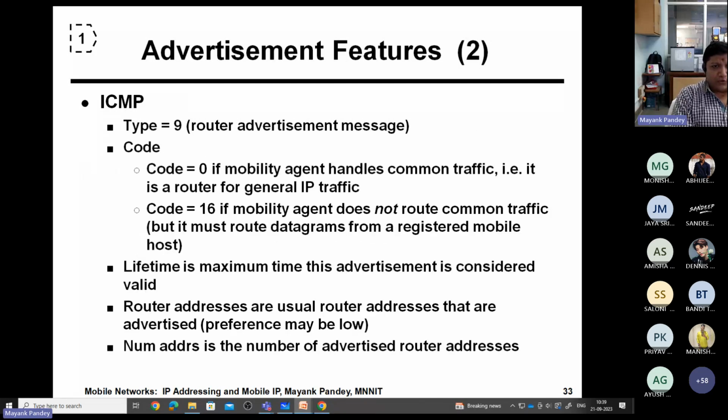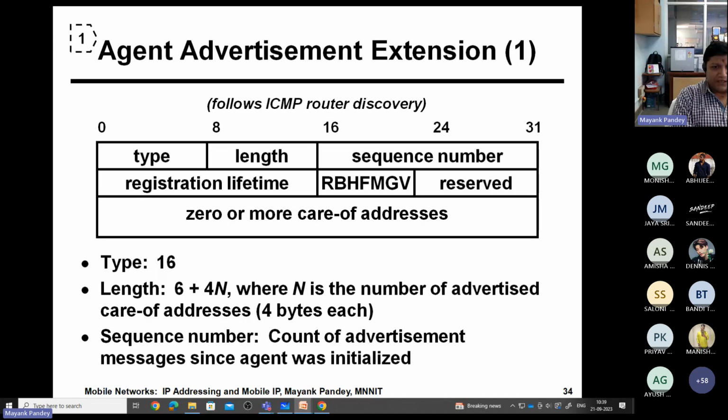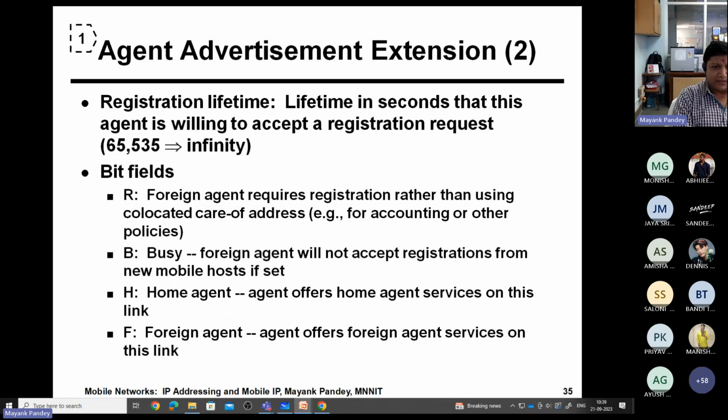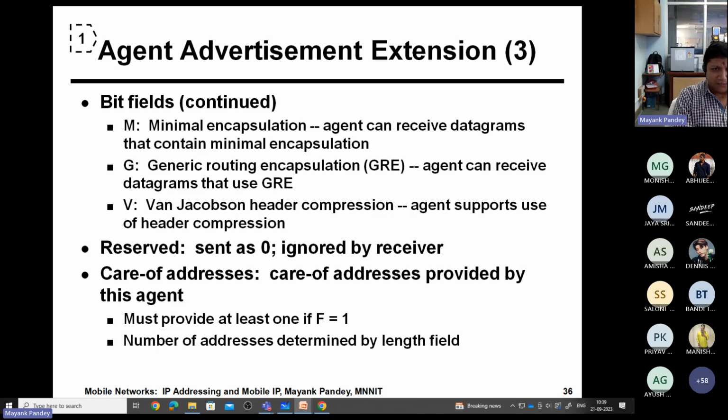The other things I have already told: type is 16, length is 6 plus 4, and the sequence number is the count of that. There are certain fields where right now only H and F are important. Agent lifetime is in seconds, meaning for this time the agent is willing to accept registration requests. There are certain bit fields which are not important right now; we will be seeing them later.